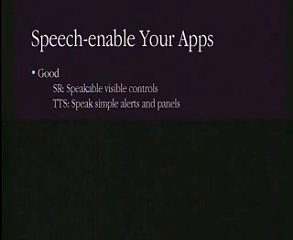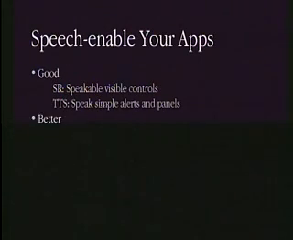So I'm going to give you the guidelines of good, better, and best about how to put speech into your apps. Good is the easy way. Use speech recognition to allow people to speak the visible controls on the screen, things that they would normally manipulate, let them say them. And use speech synthesis to speak simple alerts and alert panels when they come up. You can do these, by the way, with either the speakable items framework or by calling the API directly.